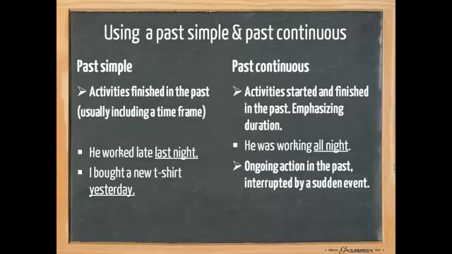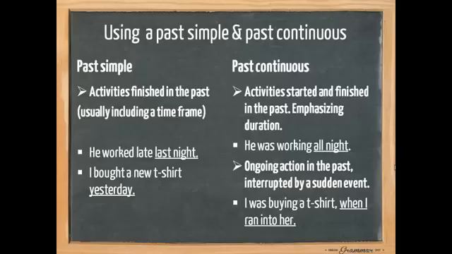We also use a past continuous for an ongoing action in the past interrupted by a sudden event. For example, I was buying a t-shirt when I ran into her. So I was doing something and then suddenly a friend came up to me. That's when I ran into her. Please note that for the interruption we use a past simple. So we often find a past continuous and a past simple in the same sentence, where the past continuous shows us that it was a continuing activity and the past simple shows us the interruption of that activity.